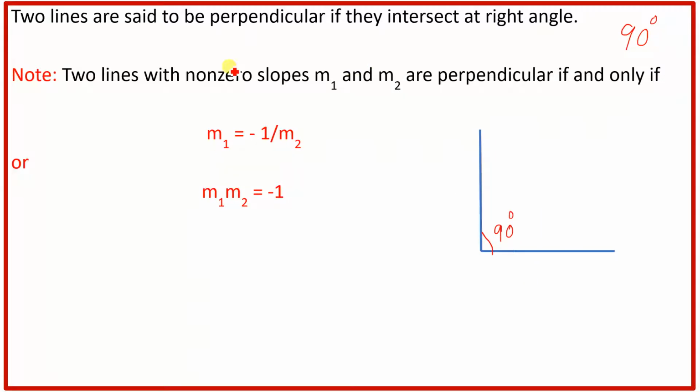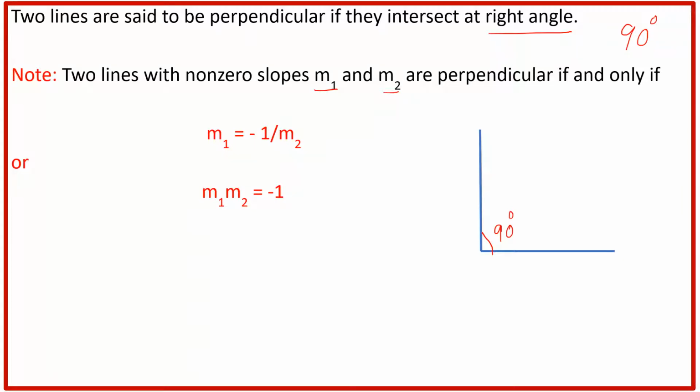So this is the theorem, this is a very important note. How do we know that these two lines are perpendicular, that these two lines are making an angle of 90 degrees or a right angle? Two lines with non-zero slopes m1 and m2. m1 represents the slope of the first equation, m2 represents the slope of the second equation. They are perpendicular if and only if.